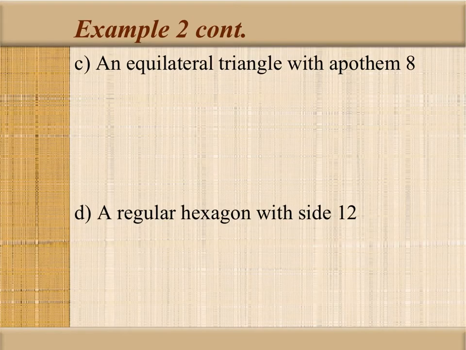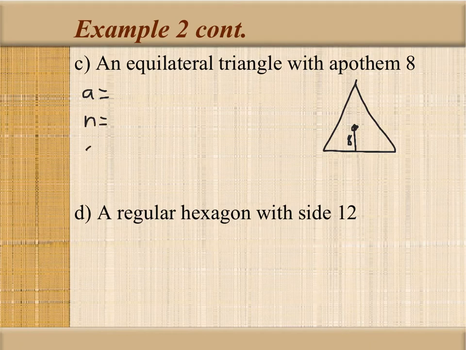Okay, last examples. So now we need to find an equilateral triangle with apothem 8. So we can draw our equilateral triangle. We have our center. So this is our apothem, and it's 8. So remember, we need to find our apothem, our number of sides, and our side length. So here it tells us our apothem's 8.